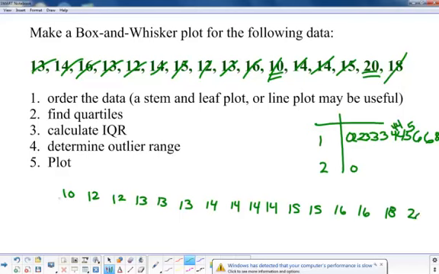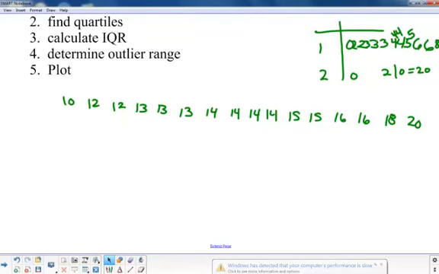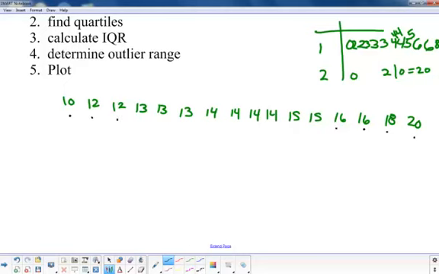And if this was a true stem and leaf, I would have to make a key to show what that data means. But I'm just using my stem and leaf to get my data in order for my box and whisker. So once it's in order, the first step is to find the median. So we're going to count to the middle number here. And it's right in between these two, which is 14.